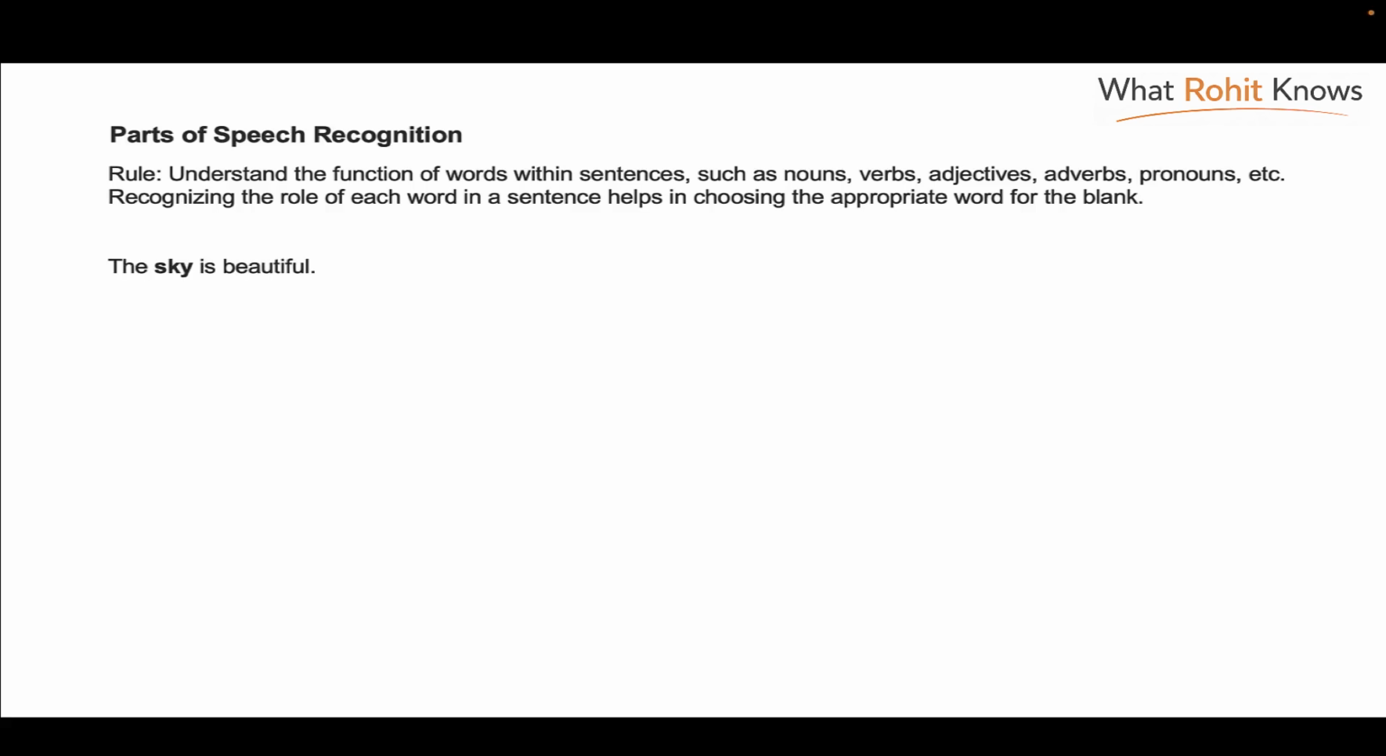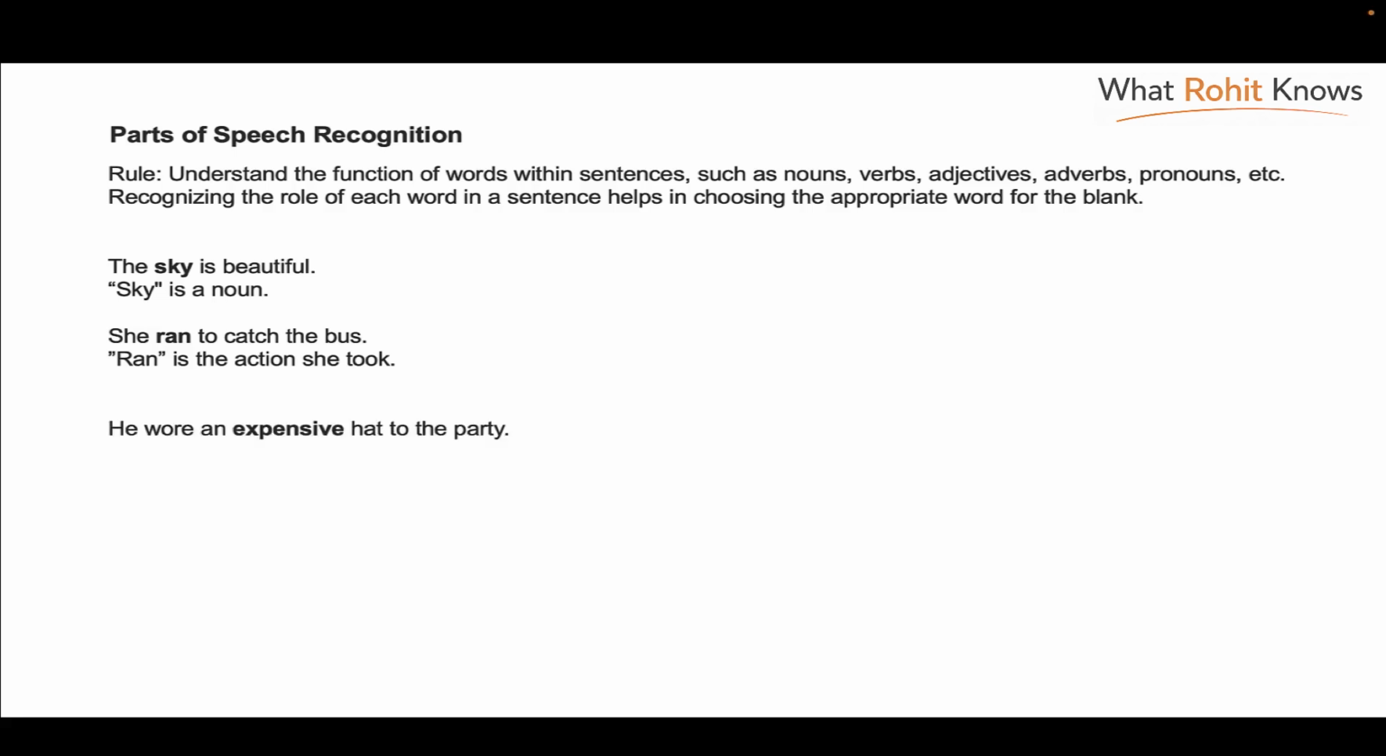Now, if this is a sentence, the sky is beautiful. So what is sky here? It is a noun. So as we said, it's a thing, a place, name, etc. So something material, and that is sky here. So sky is beautiful. You know that sky is a noun. So if the blank was the dash is beautiful, then what type of word will you try to pick from the options? You'll try to pick a noun. The next one, she ran to catch the bus. So what is ran? I know you know this. It is an action she took. So that's a verb. That is what she is doing. So that is the action and that is the verb.